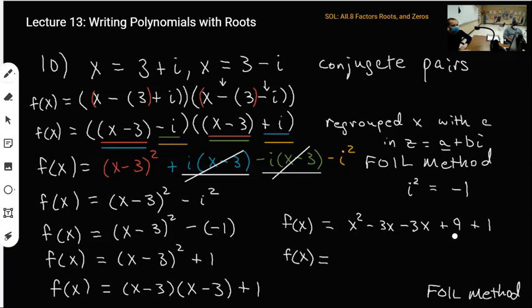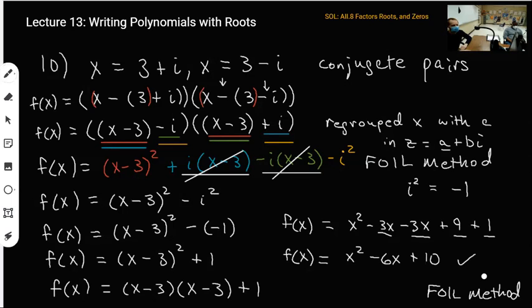So once I FOIL that out, I combine my two middle terms, and I can also combine these two numbers as well. I get x squared minus 6x, and then 9 plus 1 is going to give me 10. And there's nothing left I can do, so I'm done. That is my answer. So that's the most complicated one you'll see.